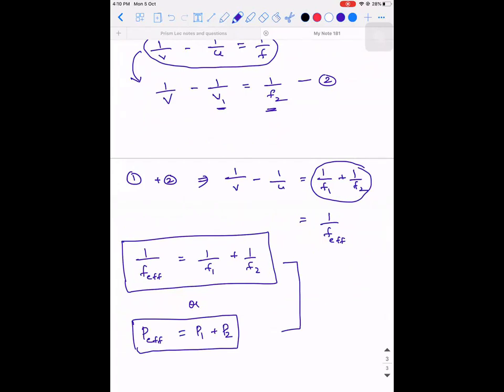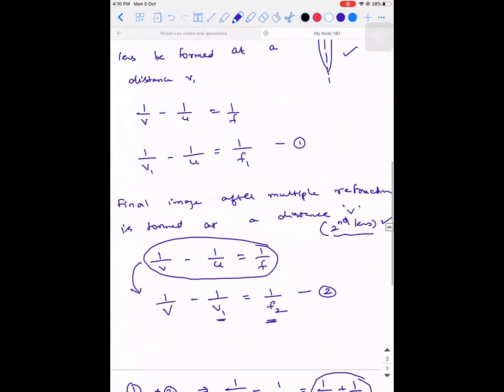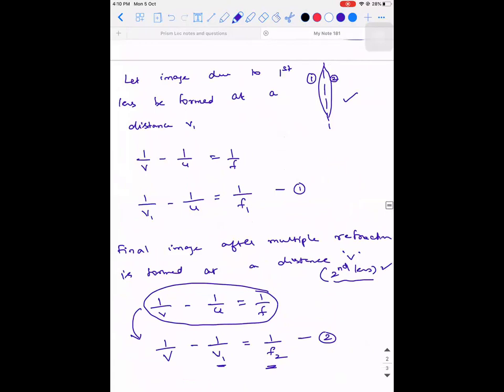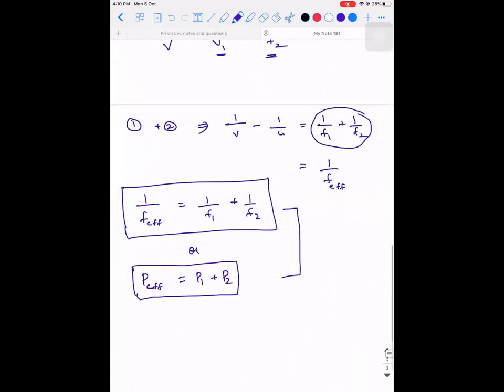Can you scroll up, or can you just copy it? Done? Yes.